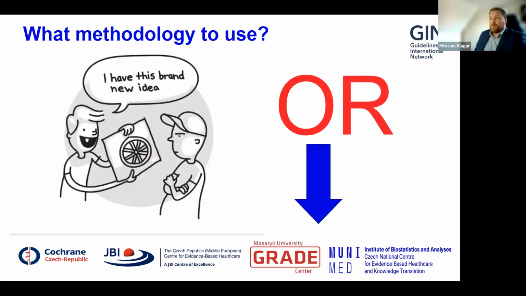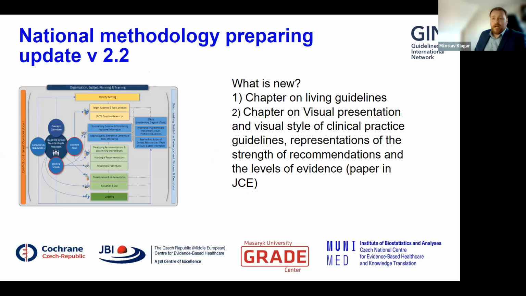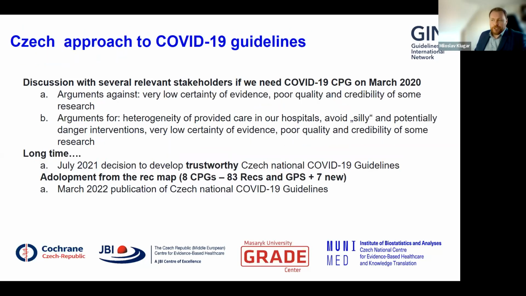But what methodology to use for national guideline development, we decided not to reinvent the wheel and use the best that exists. So our national guideline methodology is based on the GIN-McMaster checklist and mainly on the GRADE methodology. In the meantime, it was already several times updated because the guideline methodologies are developing quite fast. So since 2018, we already have version 2.2 of our national guideline methodology.